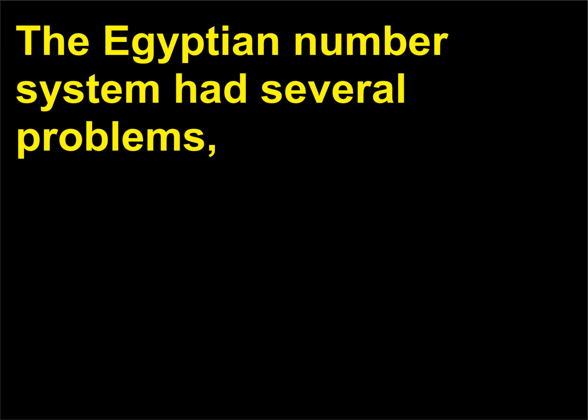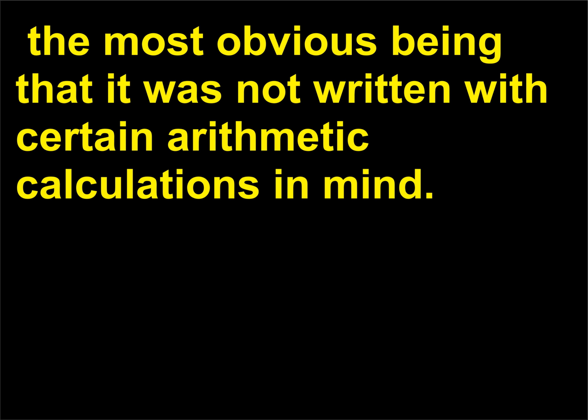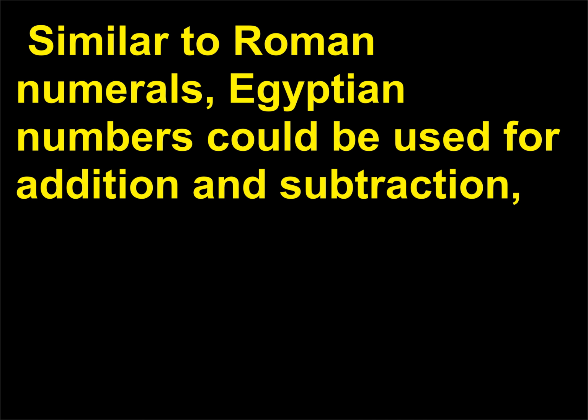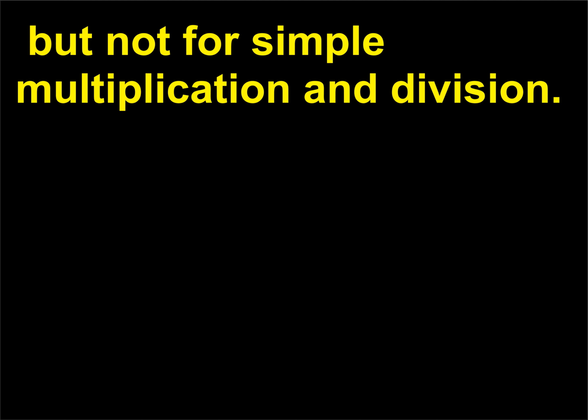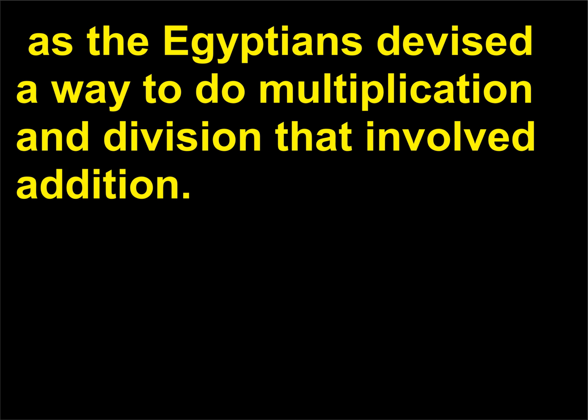The Egyptian number system had several problems. The most obvious being that it was not written with certain arithmetic calculations in mind. Similar to Roman numerals, Egyptian numbers could be used for addition and subtraction, but not for simple multiplication and division. All was not lost, however, as the Egyptians devised a way to do multiplication and division that involved addition.